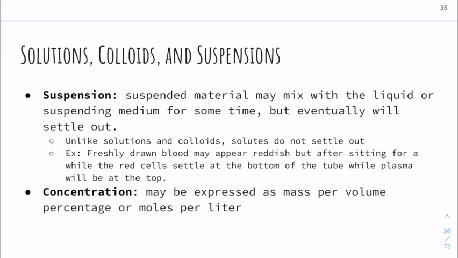So the concentration may be expressed as the mass per volume, percentage, or moles per liter. So when we're talking about concentration, if we're talking about blood, it's how many of those red blood cells are actually within that plasma. When you get what's called a complete blood count, a CBC, they're looking at the concentration of red blood cells, the concentration of white blood cells, which we'll talk about when we get to tissues. But all of this stuff is expressed through the concentration of different elements or atoms.